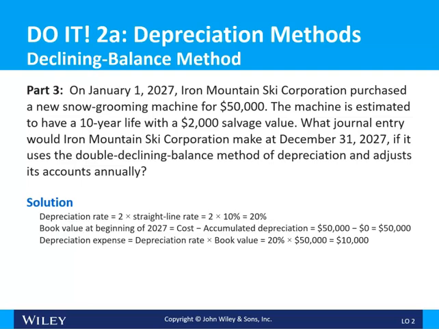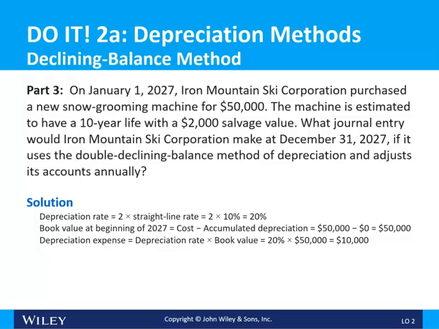So the depreciation rate, again, is 2 times the straight line rate. If it's a 10-year life, it's a 10% straight line rate, because we're going to take 10% of the depreciable cost each year. So we take 2 times 10%, so the rate for double declining is 20%.